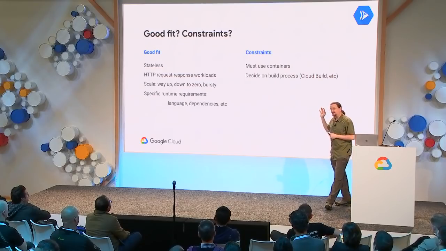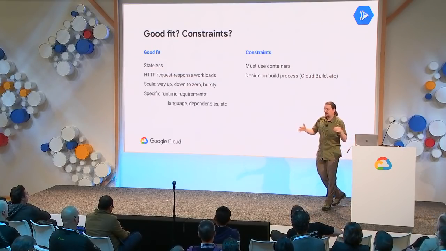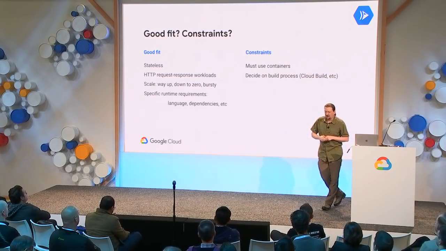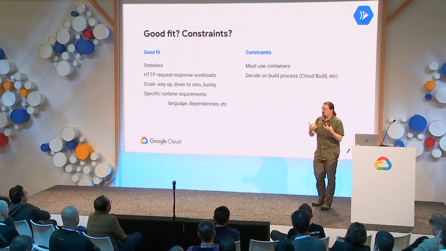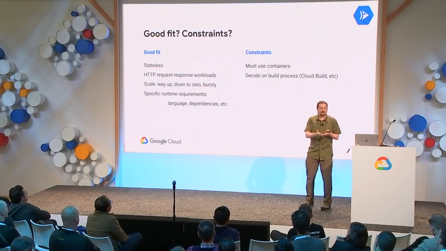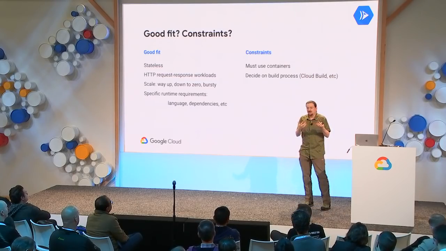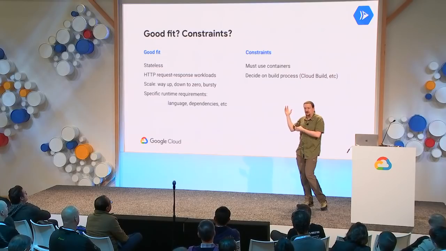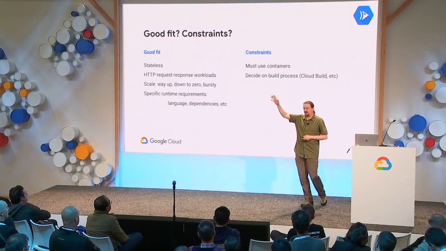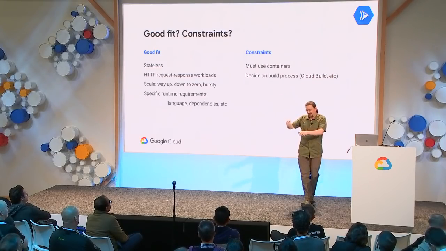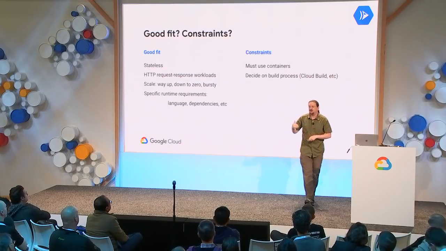On the constraint side, it is, again, containers. So it has to be in a container to run it. And because we're getting a little more focused here, how you build those images is up to you. So it depends. You have to decide how you're going to do it. We have Cloud Build. There's lots of other CI/CD tools out there. Anything that results in a Docker image in a repository that listens on a port and so on, you can use in here.